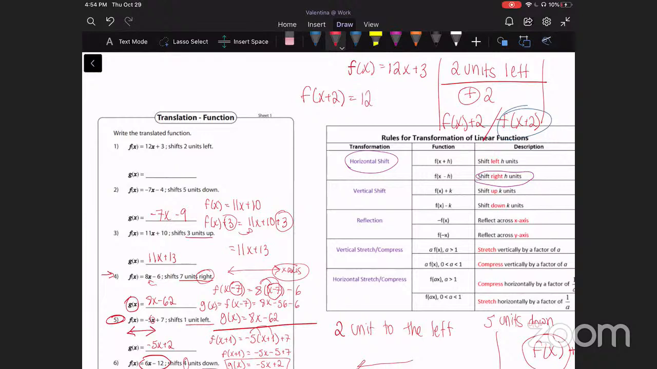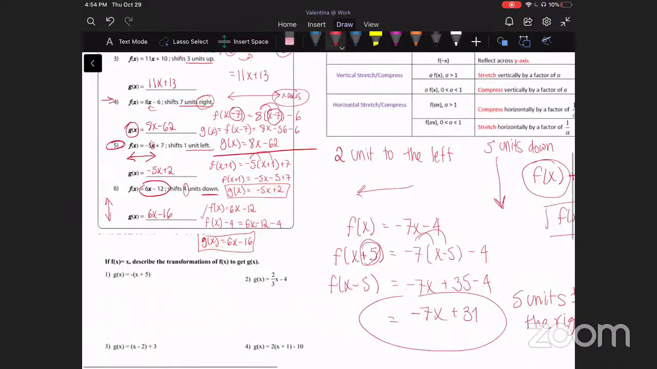So you're going to walk me through it? x plus 2, and out of the parentheses plus 3. And we distribute: 12x plus 24 plus 3, which is 27. So you get 12x plus 27. Yes, that is correct. Okay, so is that more clear now? Yeah.